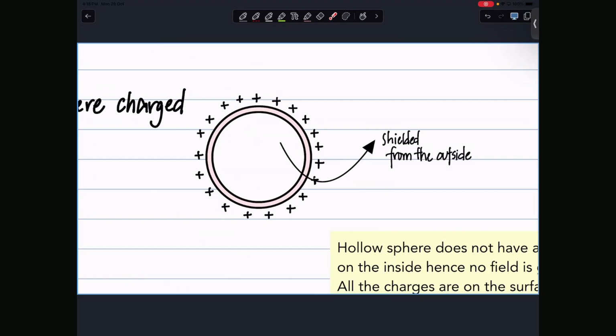And in future, we'll learn something called magnetic shielding. You can do it using iron. Iron will block the magnetic fields from entering the inside. Okay.